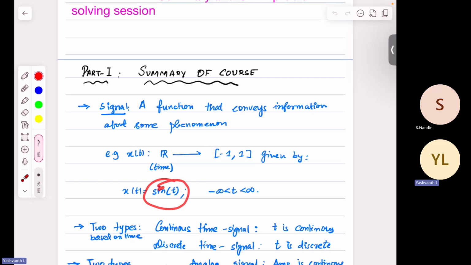It should be useful information. It's not just sine t we took for the sake of considering an arbitrary signal, but it should be a function that conveys some useful information, because after all, we are engineers and we need to characterize some useful information.